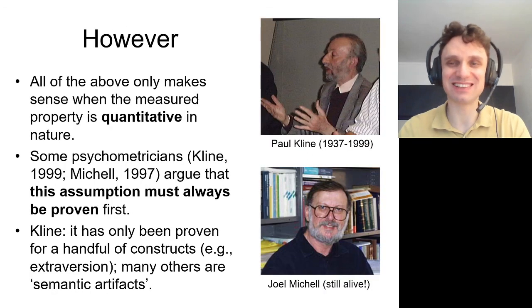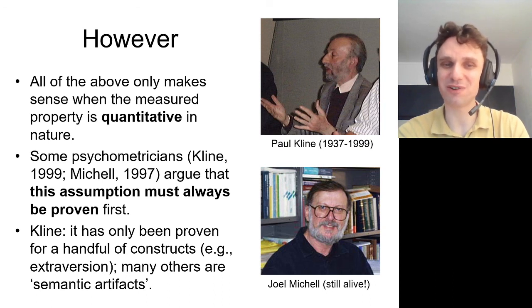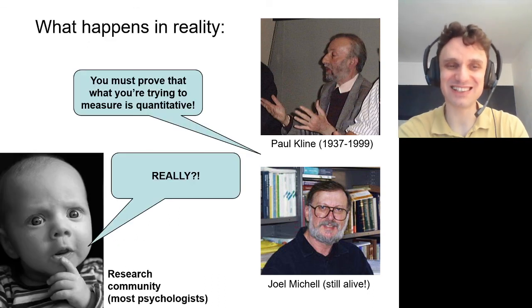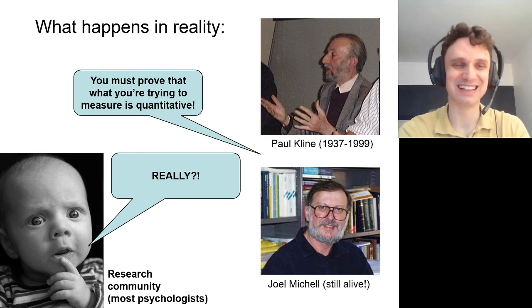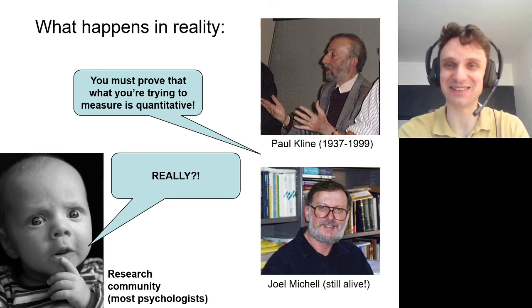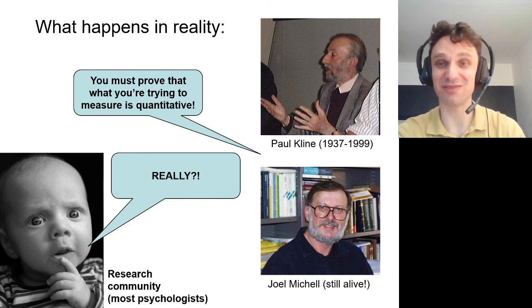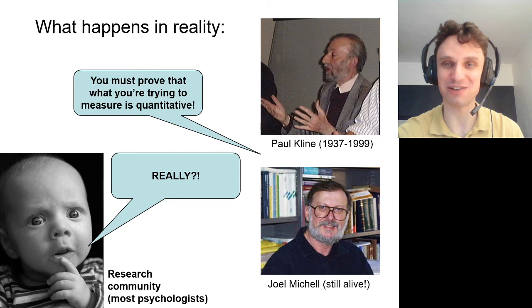Of course, there are also some philosophical limitations, like all of this only makes sense if you measure something that is quantitative. And some psychometricians argued that you actually need to prove this assumption first. Otherwise, you may arrive at a bunch of questions which measures what they call a semantic artifact. But most research psychologists pretend that they never heard this, and we just go on creating scales without much consideration for the nature of the thing that we are measuring. And calculating Cronbach's alpha applies to a bunch of items, no matter what.